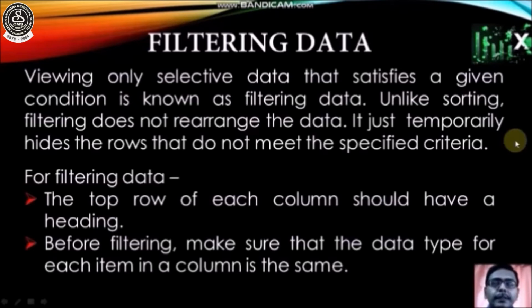Now for filtering the data, you must have these conditions. The first one, the top row of each column should have a heading. Number two, before filtering, make sure that the data type for each item in a column is the same. So you must make sure that the column contains the same type of data. One numeric, another label type or another string type will not do. So you have to have the same type of data.